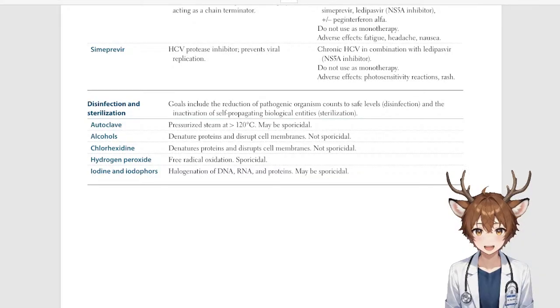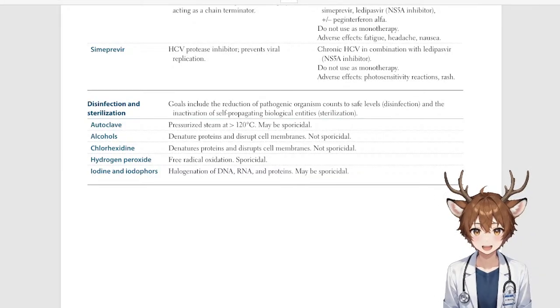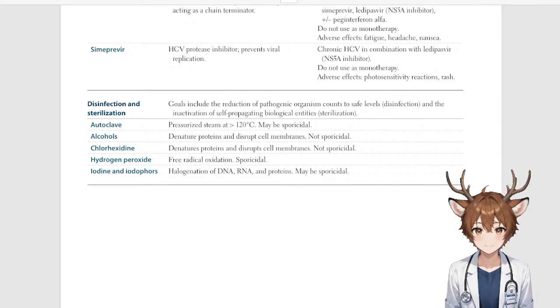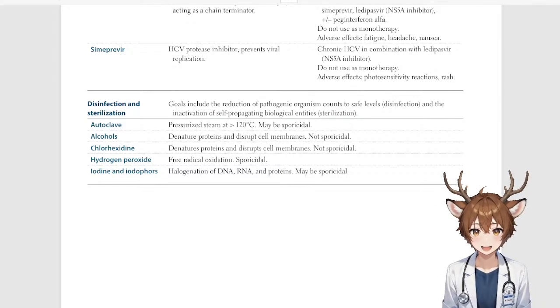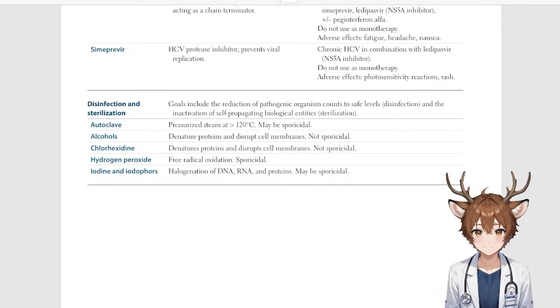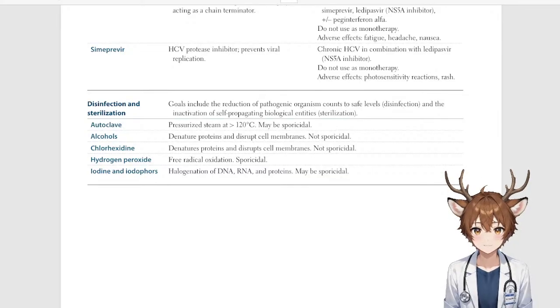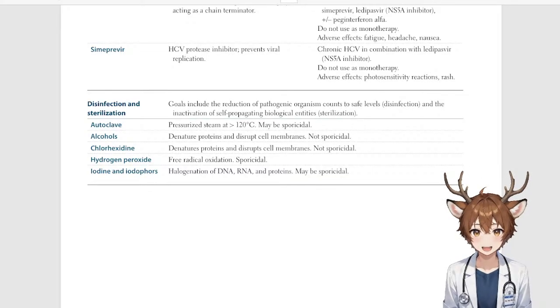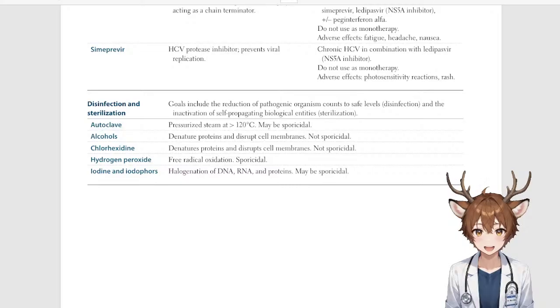And just for reference, autoclaves, chlorine, ethylene oxide, and hydrogen peroxide are all sporicidal. Iodine and iodophors might be sporicidal. Quaternary amines are not sporicidal. Alcohols are not sporicidal, and nor is chlorhexidine. Those ones are not.